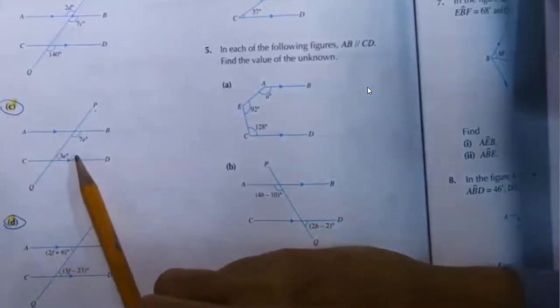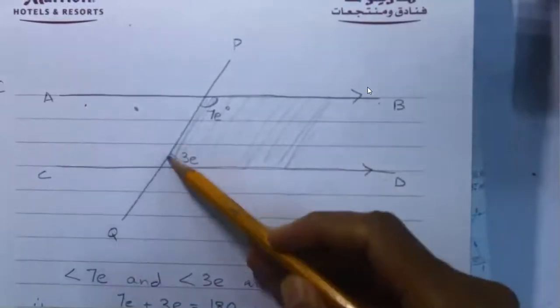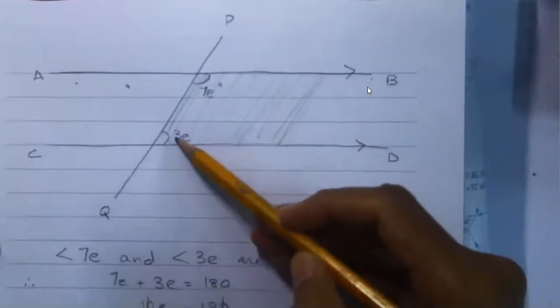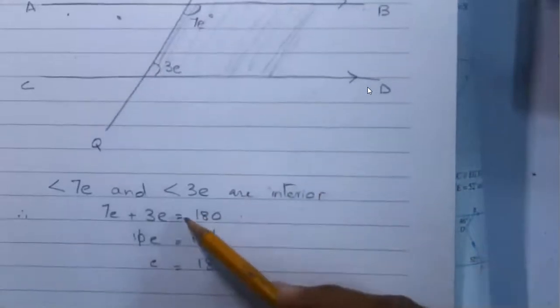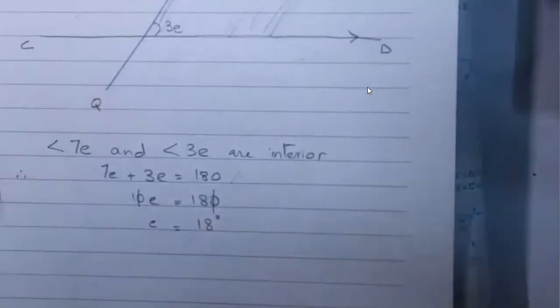I think because 7E and 3E are interior angles, they will equal 180 because they're supplementary. First of all, let's point out the parallel lines, which are AB and CD. Think of this as a parallelogram. These are interior angles, and interior angles are supplementary, meaning adding up to 180.